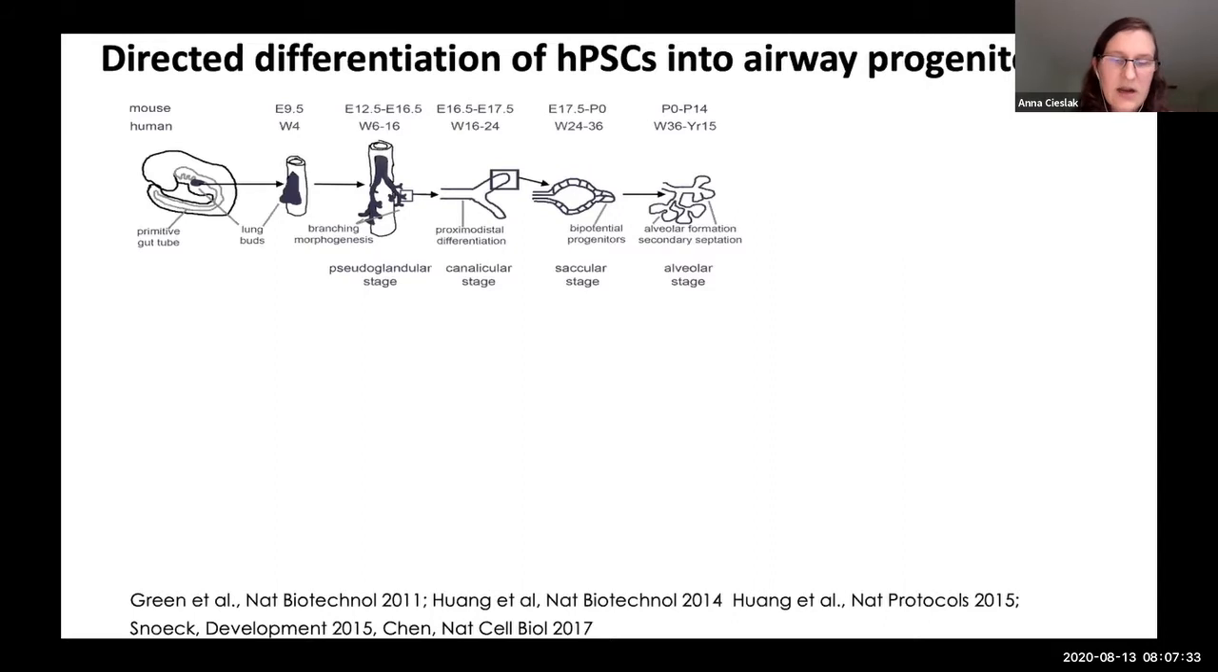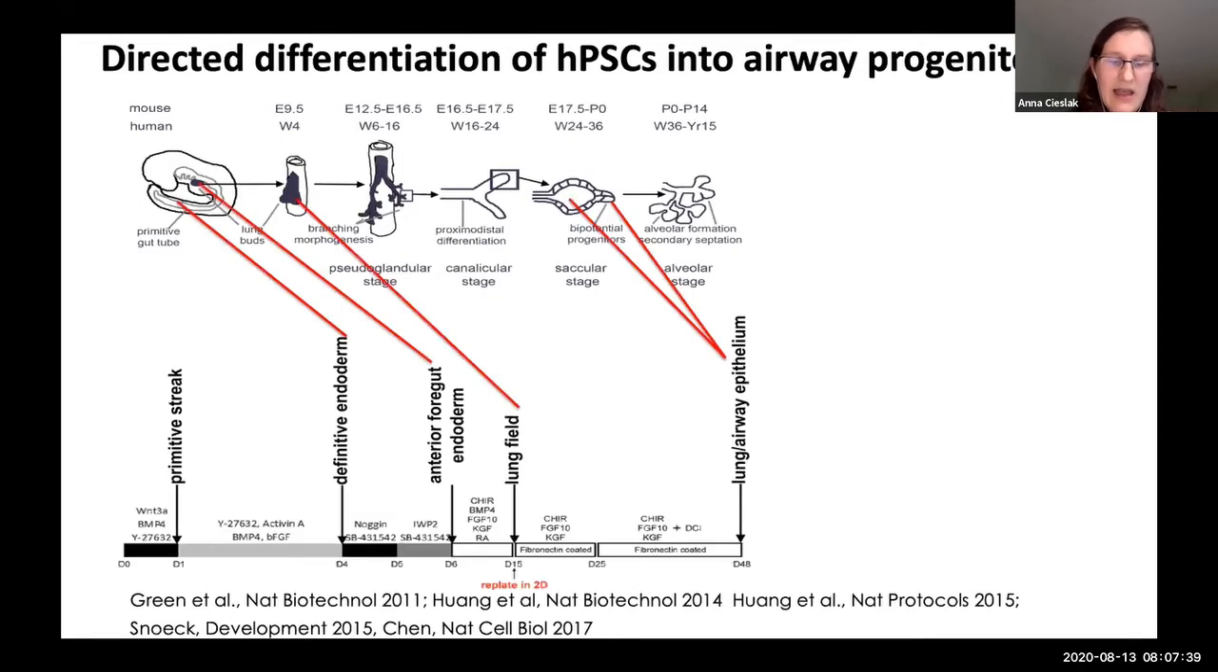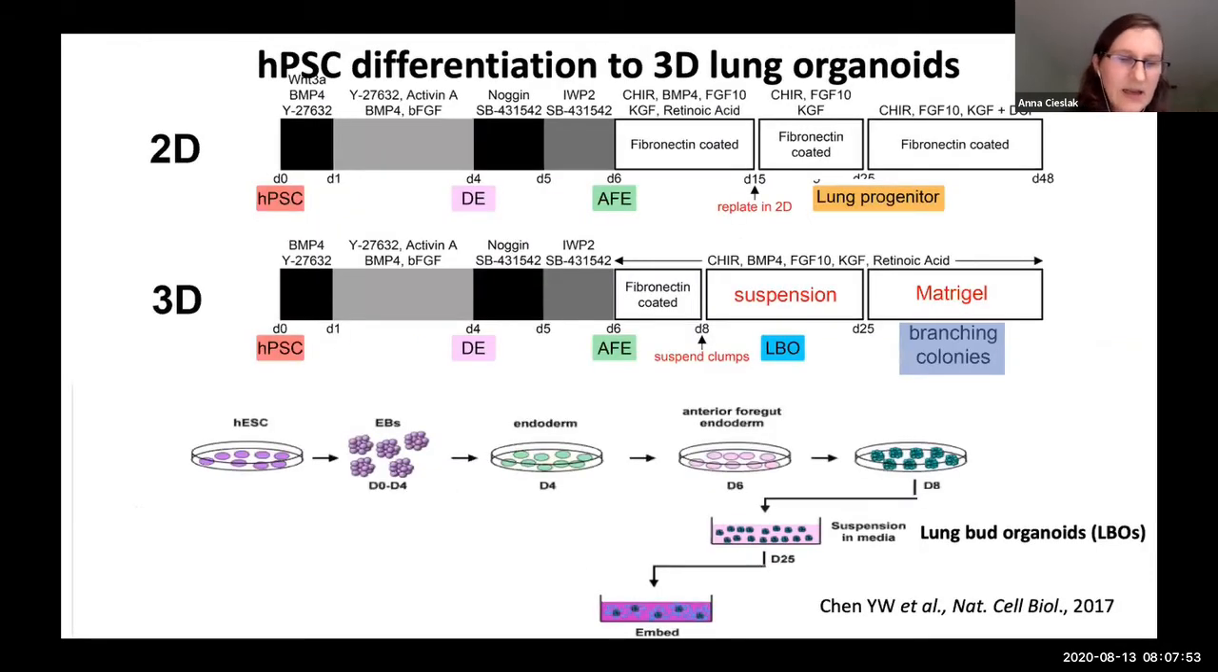In this context, our lab followed the differentiation pattern of human lung development, and we established an experimental protocol from human pluripotent stem cells which allows a direct differentiation into progenitors. To go more into detail, let's look at this slide.